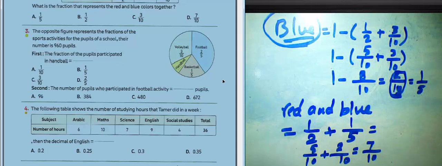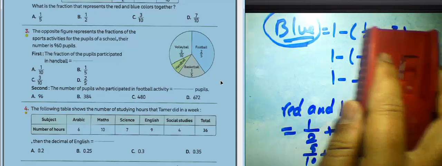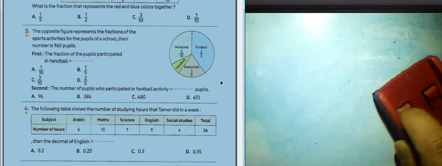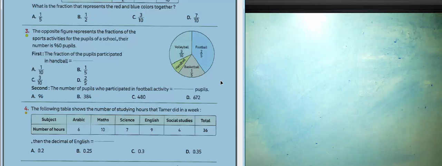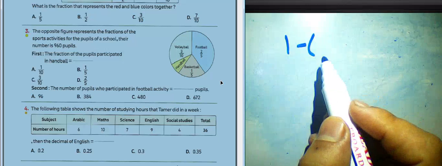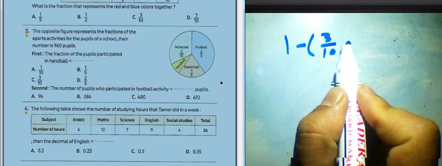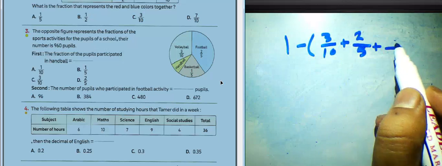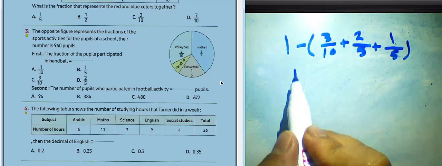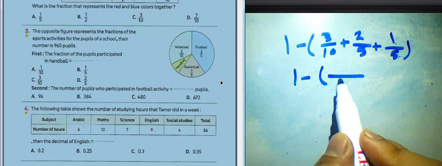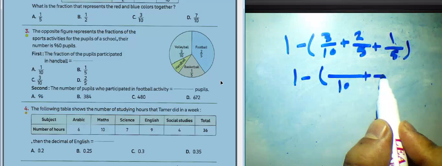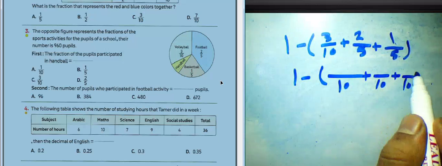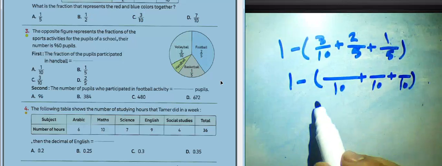The result will be what? Ask yourself about the least common multiple to find the result. The least common multiple about this example, we can write here 1 subtracted by the total. The total here is 3 over 10 and 2 over 5 and 1 over 5. We can write 1 here and write the least common multiple, which is 10, because 10 can be divided by 5 and itself.